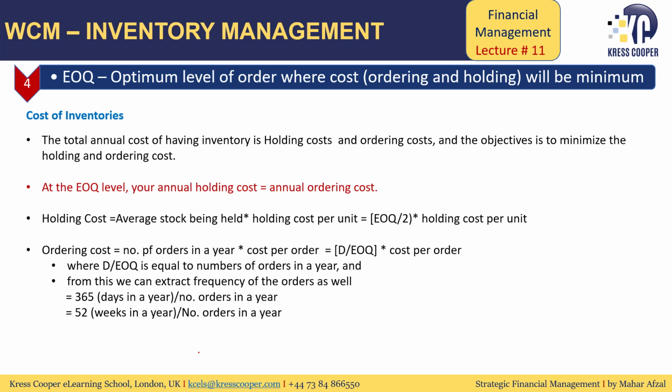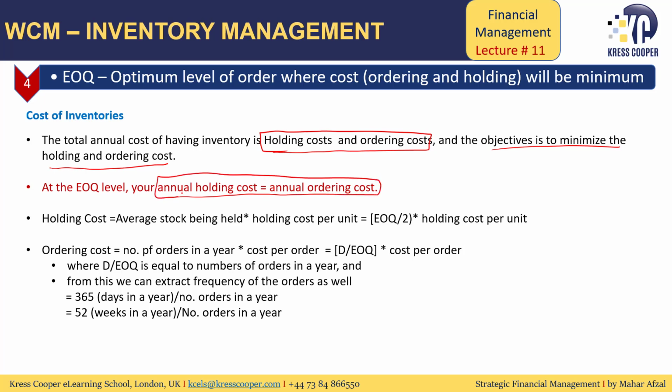So the total annual cost of having inventory is holding cost plus ordering cost, and the objective is to minimize both. The beauty of this formula is that if we follow the EOQ technique, placing the optimal order quantity, my annual holding cost will be equal to my annual ordering cost, and we will prove this in our next slides.